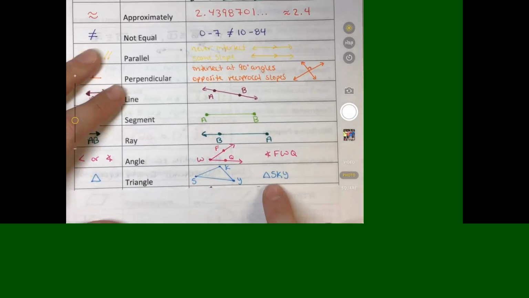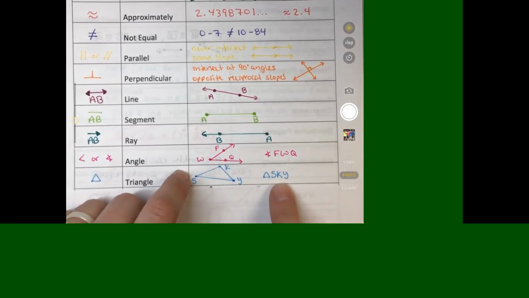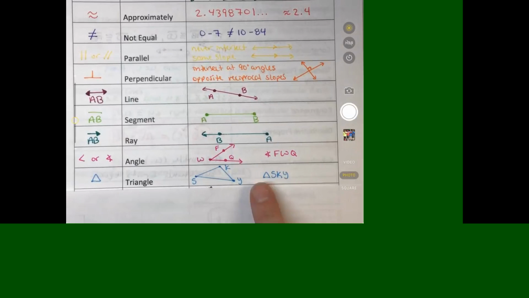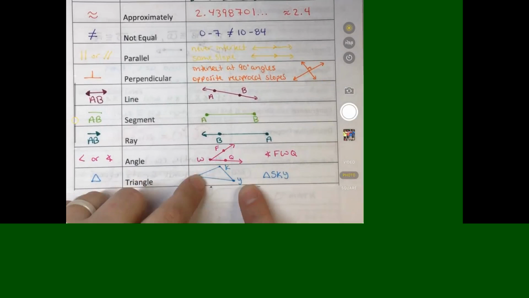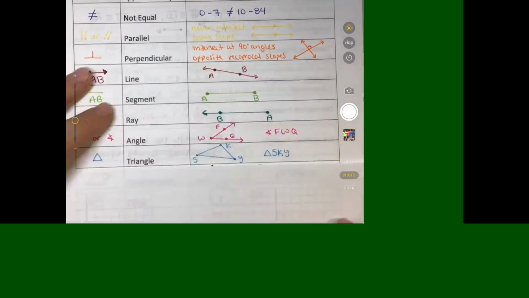And we write it like this. We say triangle, and then you just start at one of the points. And I like to do it in order. So I did SKY, so it spells out a word. All right, but you don't have to do that. You could do it in any order you want. You could start at Y and go YKS. You could start at S and go SYK. But don't write the starting letter. Don't write that twice. Okay.